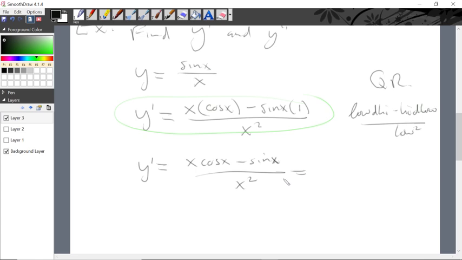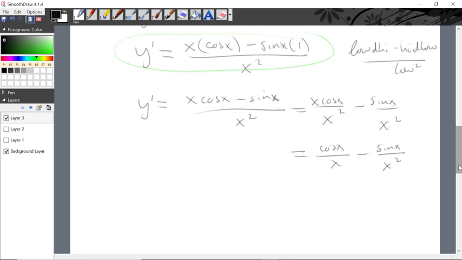Okay, and you can go even further than that. I can split this up. This is x cosine x over x squared minus sine x over x squared, which is the same as cosine x over x minus sine x over x squared. Right? We could use any one of these forms. So let's pick one of those for our second derivative then. Okay, I'll take this one right here.